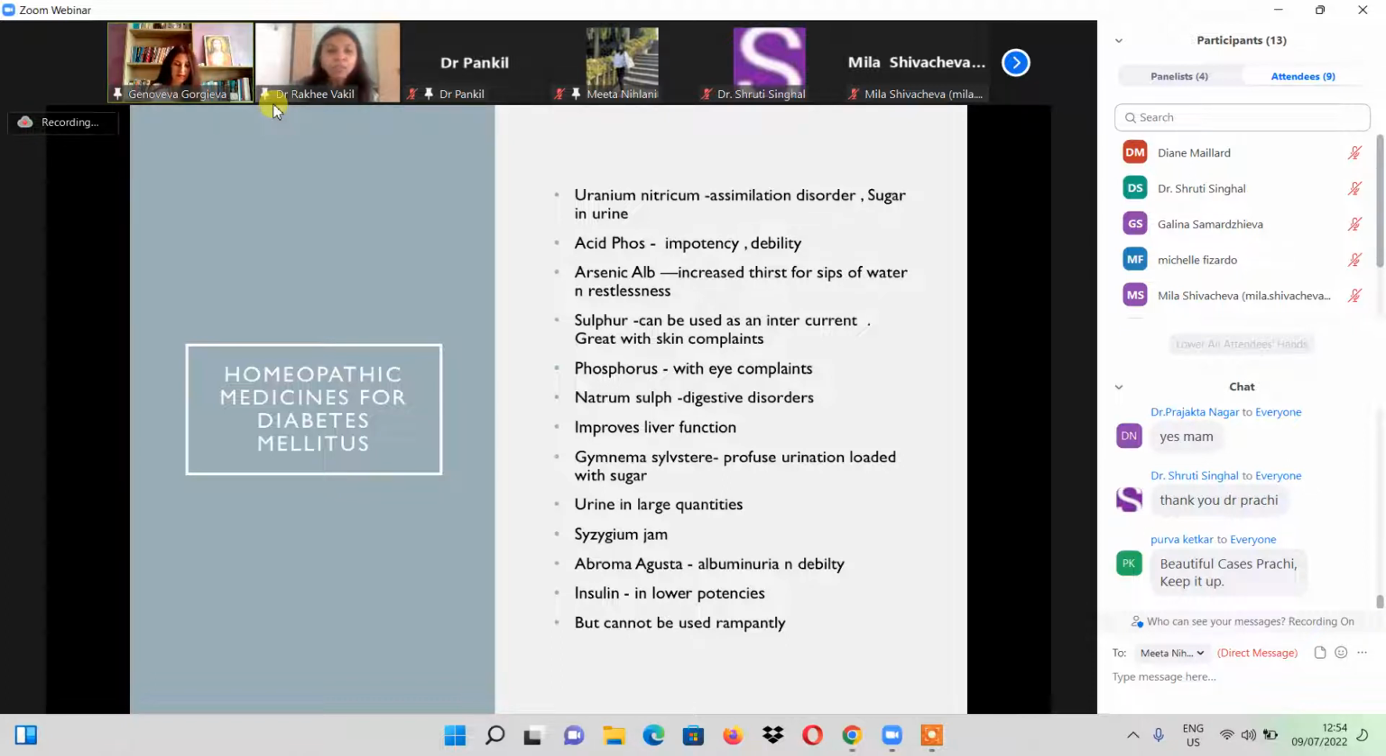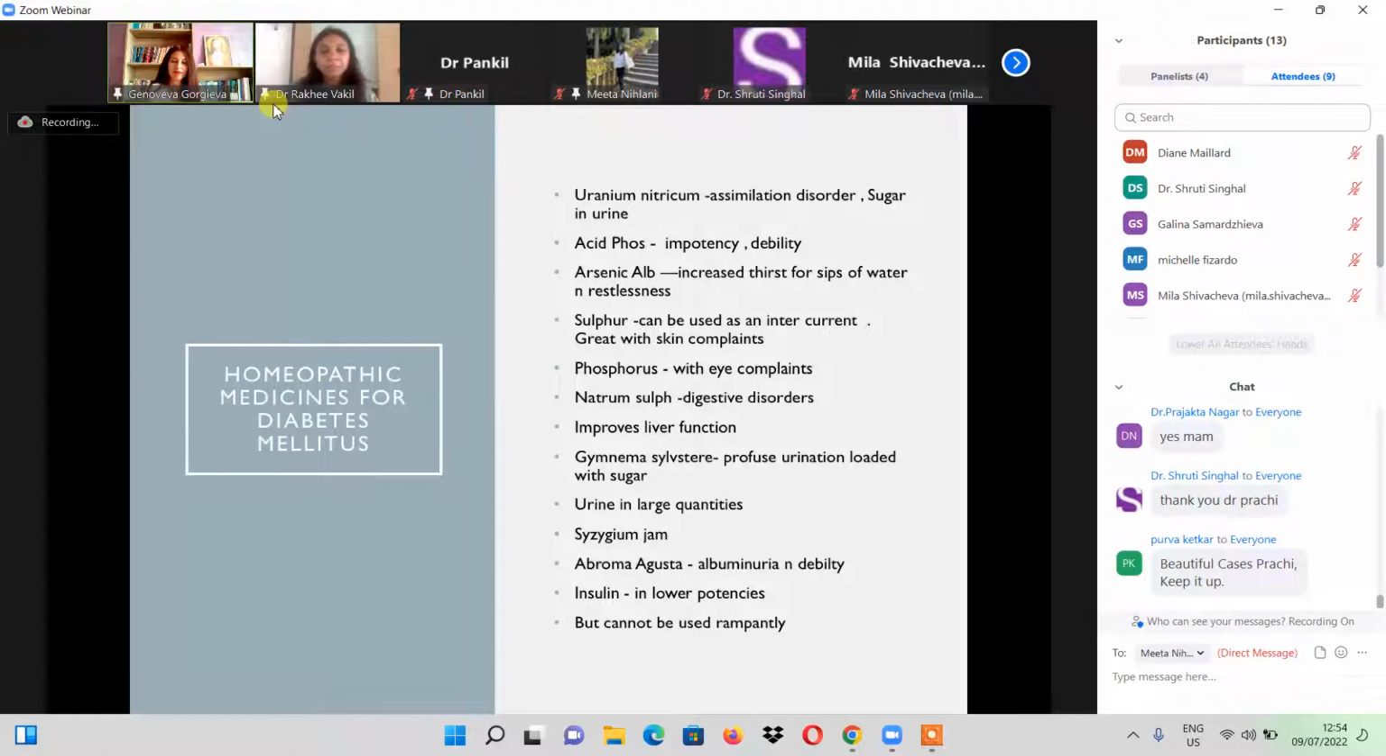Phosphorus is usually given with eye complaints where they see blurry vision, and if the symptoms match, phosphorus is also a fantastic indication. It's usually given in lean, fair, thin, and tall people with light eyes, and they are very friendly. They are very sweet. They're amiable. They love to make friends. They are very sweet when they come to the clinic when they talk to you. So that's what demarcates phosphorus.